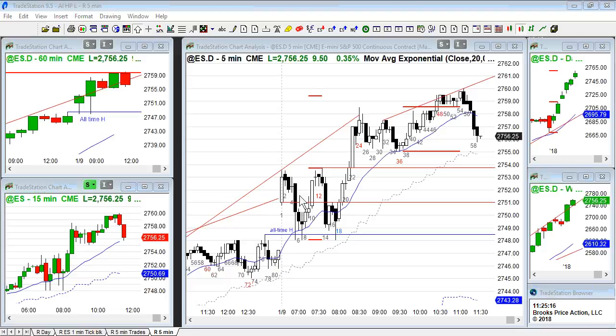The bears would like to get all the way down to the open and turn the day into a doji day on the daily chart. But we have the support, 36 low, bottom of the channel. And the bars are not particularly big. Sell by close, but support just a little bit below.